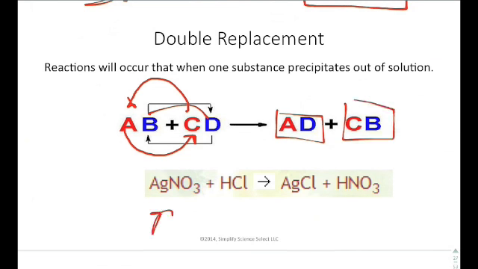You have silver nitrate reacts with hydrochloric acid to make silver chloride and nitric acid. And the trick to this is one of these things must be a solid when everything is done. And the actual solid here is the silver chloride. This thing precipitates out of solution because it will fall out. It's no longer aqueous. This reaction will not occur if one of the things is not solid. So we call this a double replacement or a precipitate reaction.